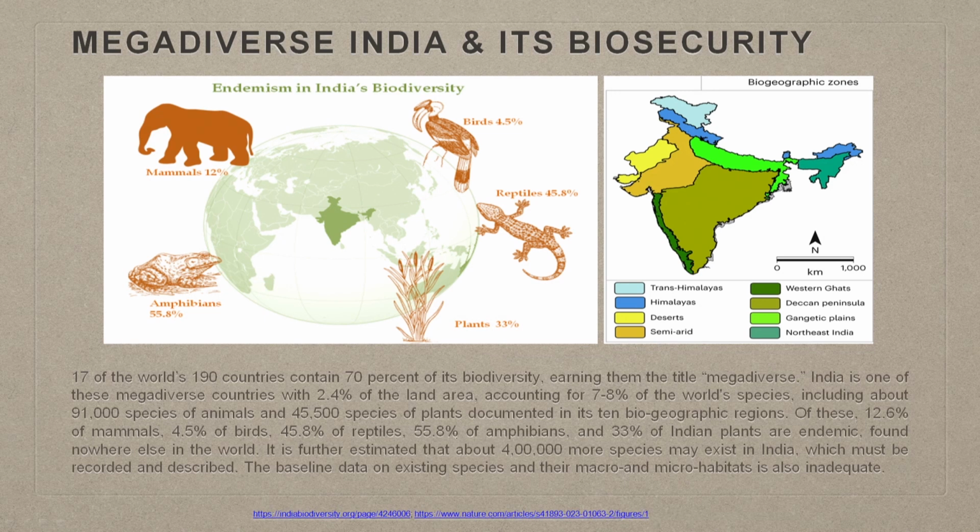And if you look at the kind of distribution, you will see we have reptiles at 45.8%, plants which have a diversity of 33%, amphibians 55.8%, mammals 12%, and birds 4.5%. So, this is the kind of biodiversity we are talking about. And as a matter of fact, slowly we are realizing that we need to do a lot more than what we are doing currently to safeguard this extraordinary biodiversity prevailing in our country.